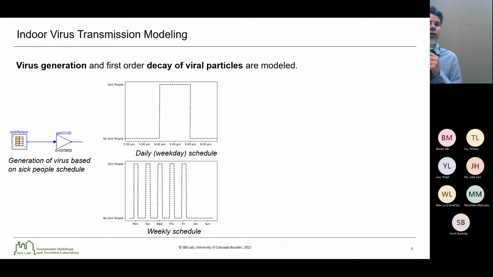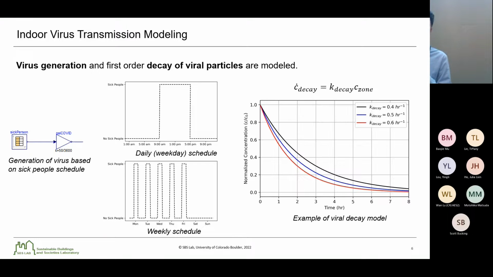And so in this study, we assume the sick people have a typical 9 to 5 schedule during the week, Monday through Friday. And we analyze this throughout the year in order to understand the impacts on indoor air quality and the other strategies during different times of the year.